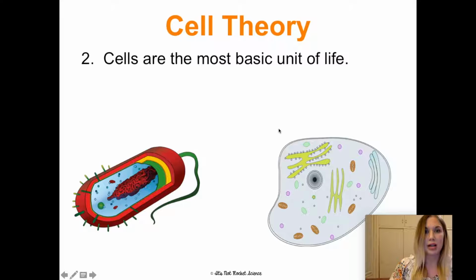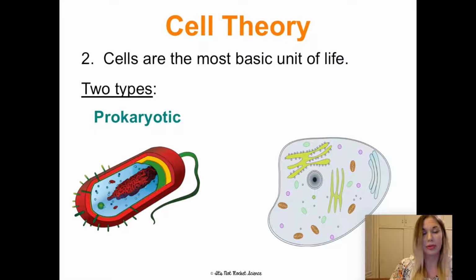Number two, so cells are the most basic unit of life. And there are two types of cells that we'll be talking about. Well, there's two types in general, but we're also going to talk about them. Okay, so the first type are prokaryotic cells. And this is an example of a prokaryotic cell, which is basically a bacteria.